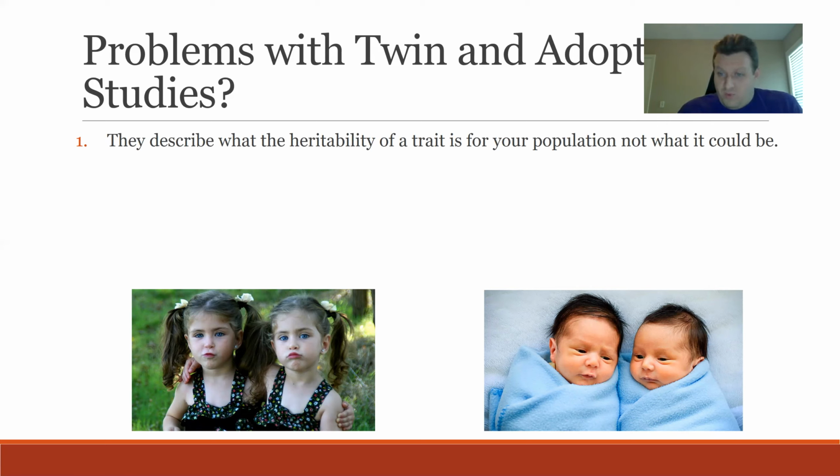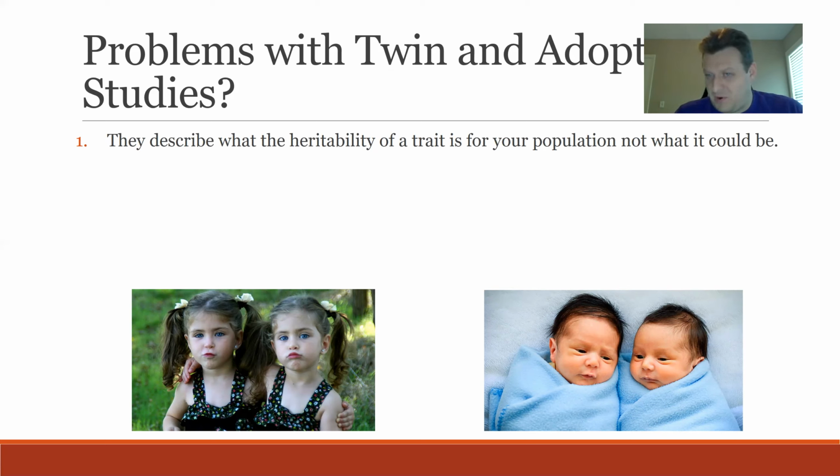So, one problem with twin studies is that they describe the heritability of the trait that is currently there for our population, not what it potentially could be. What the heck do I mean here? So let me give you an example. Let's talk about 2 different fictitious societies. In one society, it is completely egalitarian. You are born, and your parents pretty much treat you exactly the same. Every family has the exact same amount of money. You have the same amount of education. The society is completely egalitarian.